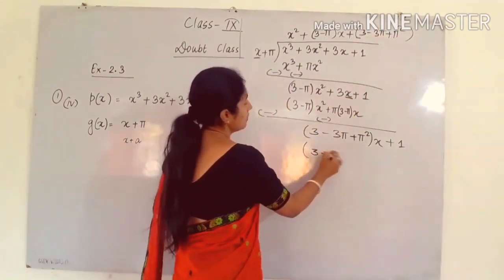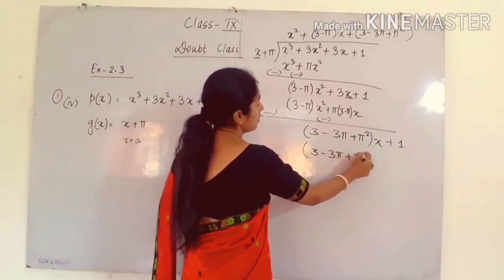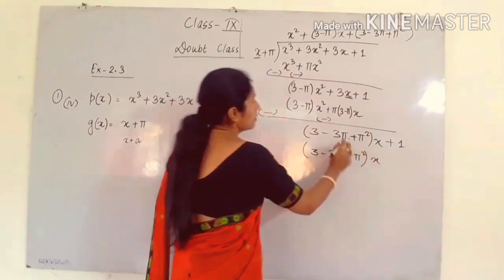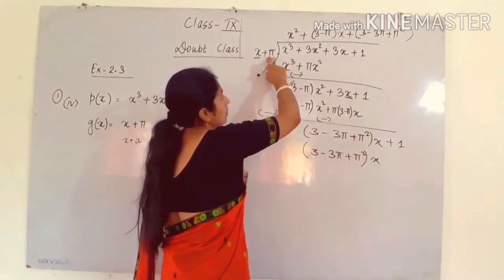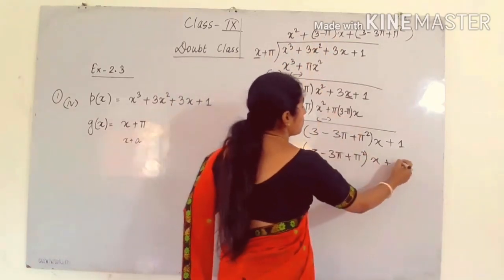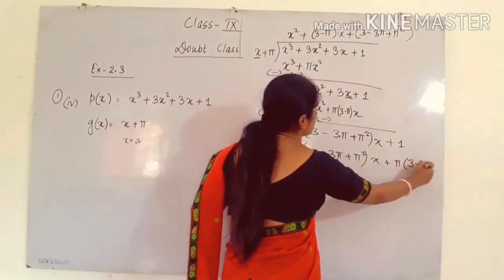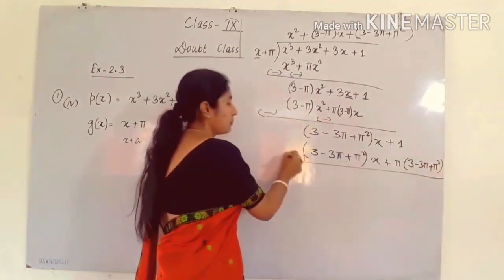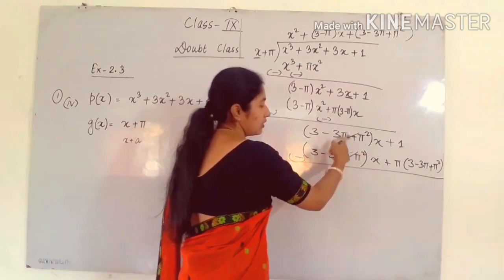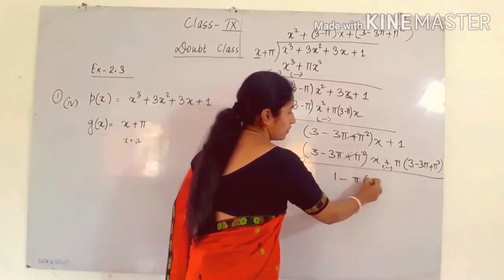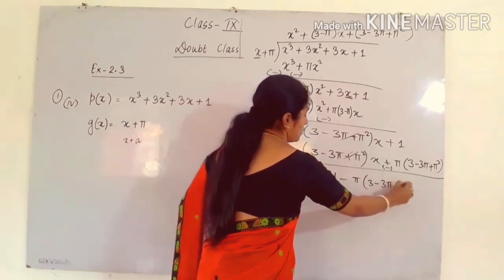So 3 minus 3 pi plus pi square will be multiplied first with x, so I will get this. Next we have to multiply with pi, so pi into that bracket. Pi into that bracket is 3 minus 3 pi plus pi square. Okay. Now subtract, this will get cancelled. Okay, 0. Then this one will be 1 minus pi, 3 minus 3 pi plus pi square.